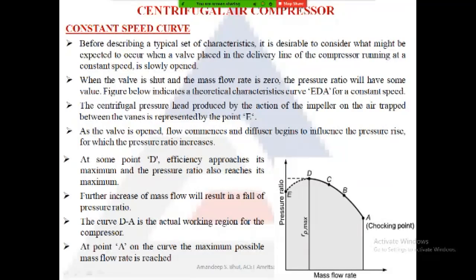Beyond this point, if I again open the delivery valve, the mass flow rate does not increase. So it is a vertical line. The mass flow rate does not increase. This point, where the maximum possible mass flow rate is reached, is known as the choking point. So this is the choking point of a centrifugal compressor, where the maximum possible mass flow rate is reached.